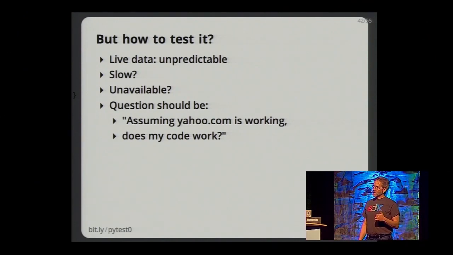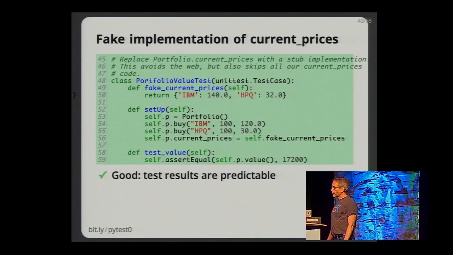And the challenge now is, how do we get Yahoo out of the picture? How do we remove that dependency on that server so that we can just be talking about the piece of code we actually care about? We don't want to test all of yahoo.com. We want to test our code. One way to do it is to have a fake implementation of current prices.